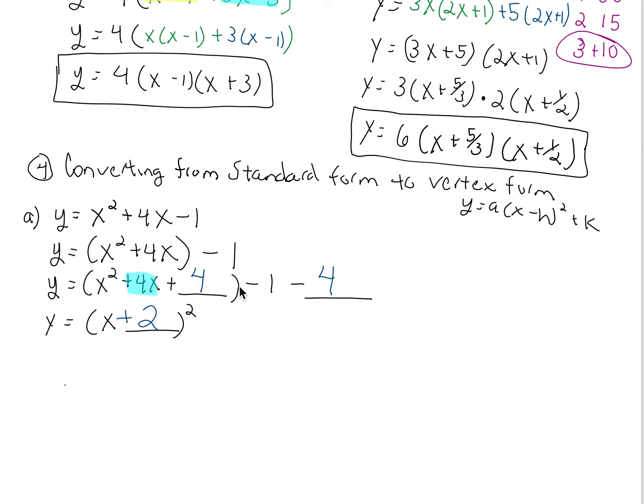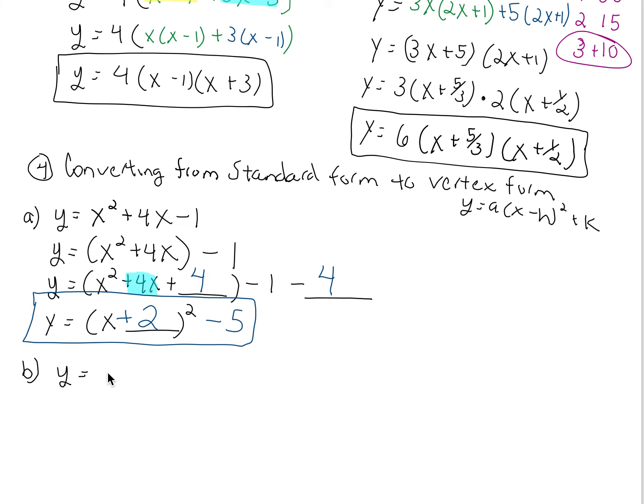And then all that's left to do is combine my like terms. Negative 1 minus 4 is actually a negative 5 on the outside. And you are done. You have used complete the square to transform the standard form into vertex form.